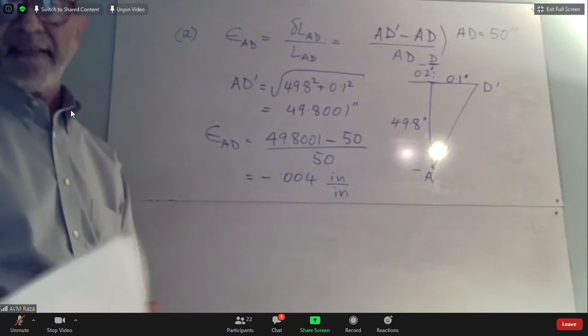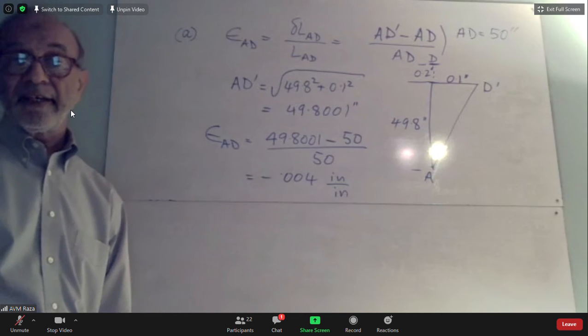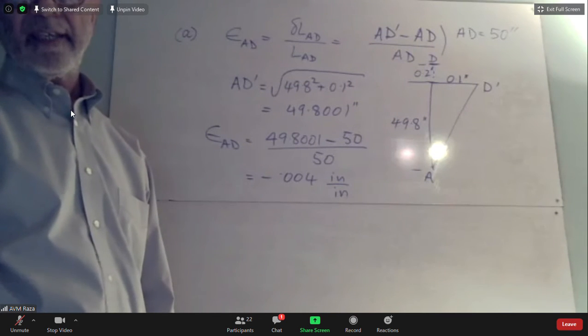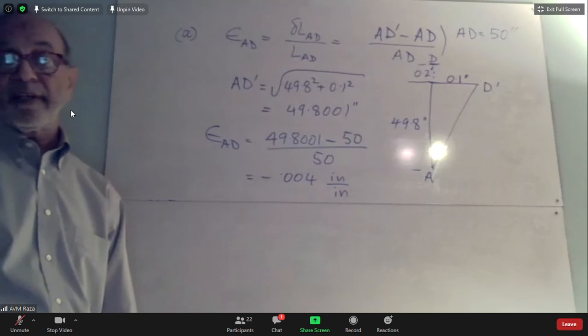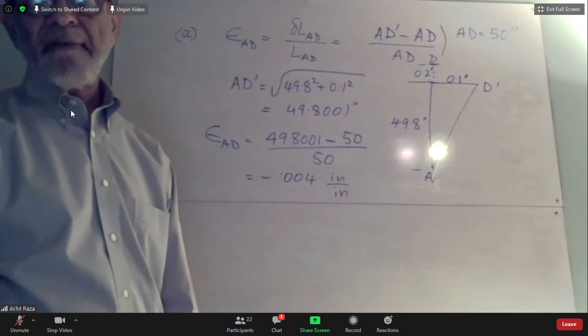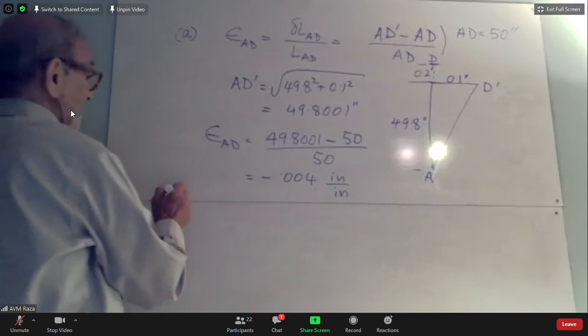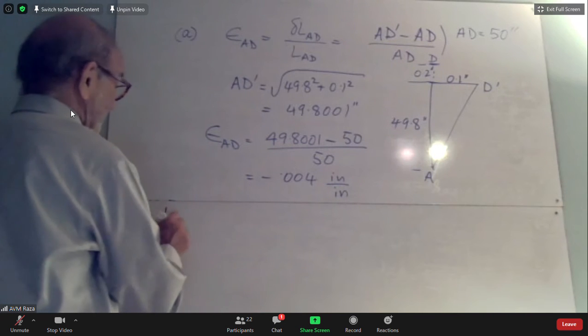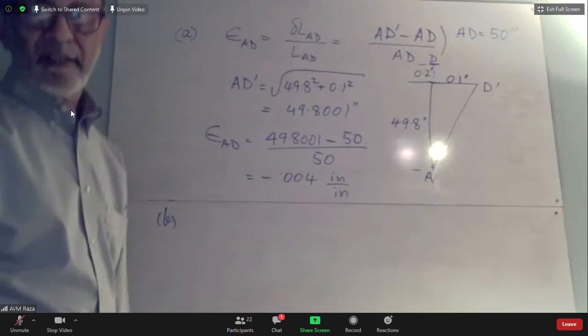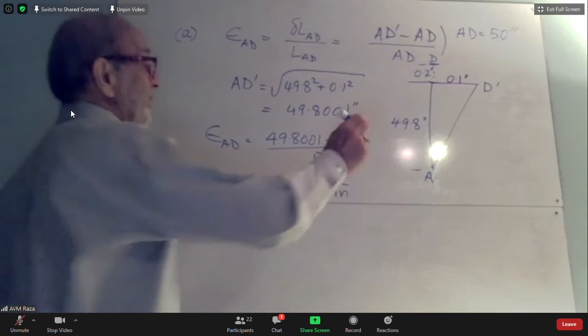What's the next thing he wants us to find? This is part A done, the average normal strain along side AD, and next he wants you to find in part B the average shear strain in the plate. So average shear strain in the plate would be what? In other words, we need to find this angle.